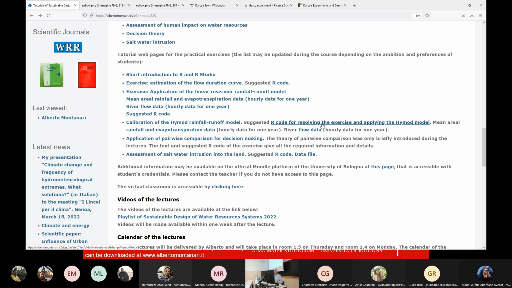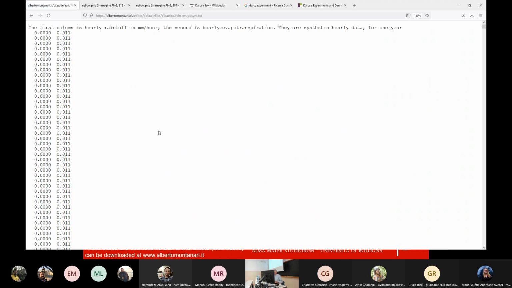There is a suggested R code. First, let's look at the data. You see the link to mean areal rainfall and evapotranspiration data. This is the input for the IMOD model. I clicked on it. You see that it is a text file. The first column is hourly rainfall in millimeters per hour. The second is hourly evapotranspirations, same unit, millimeters per hour.